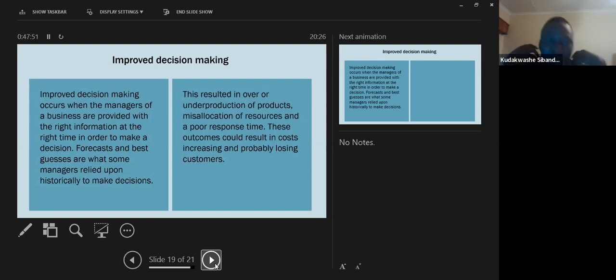Then there is what we call improved decision making, right? Remember we're talking about drivers of business information systems. So in order to improve decision-making, it is one of the drivers that can push why a company must have the latest information system, right? Because when managers are making decisions, having the right information at the right time to make a decision will be very, very critical. That's where the companies make what we call forecasts, right, to make decisions.